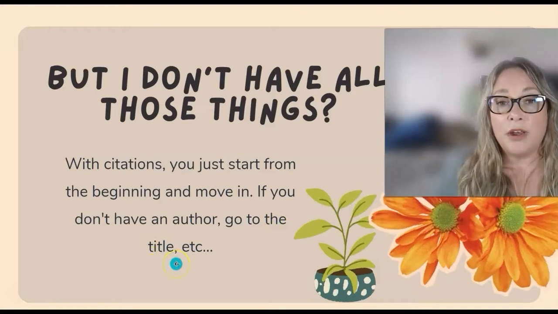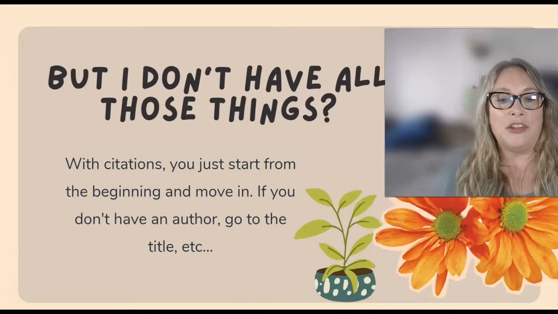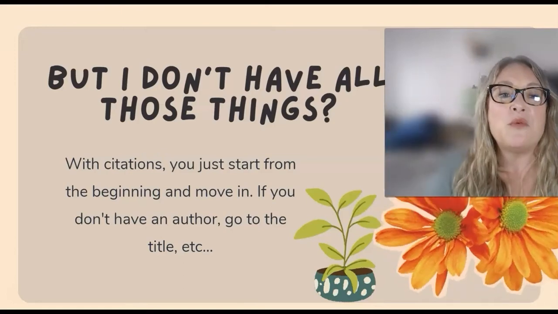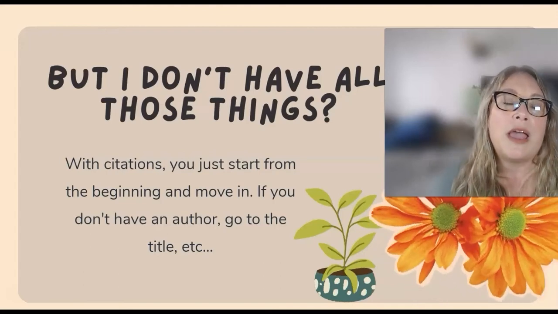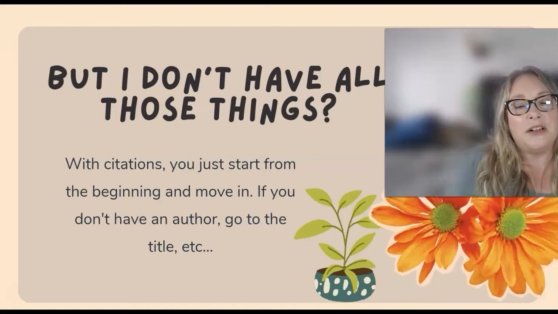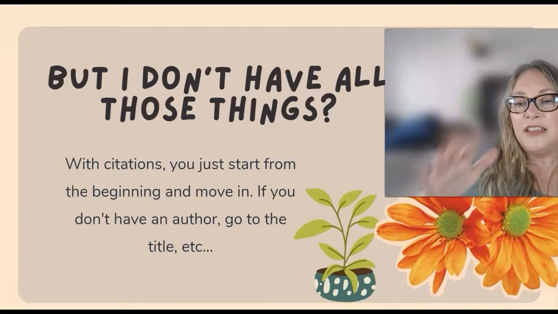So what about if you don't have all those things? I remember asking my professor the same thing, and she said, you just move in from the side and start with what you have, right? So if you don't have an author, then you move to the next part, which is the title of the work. You don't have a title of the work, which would be very rare. You move to the next thing and just continue to go in, right?